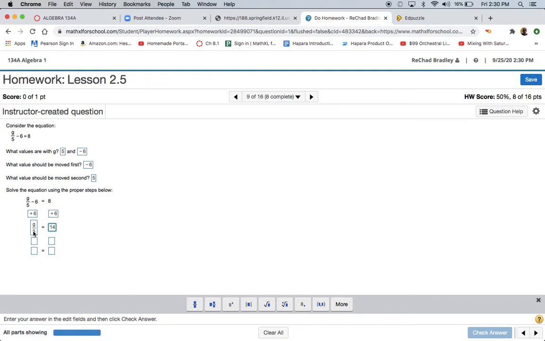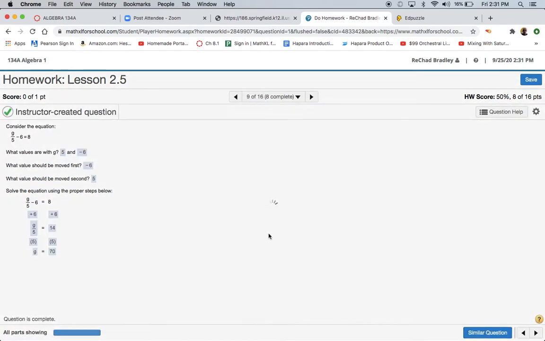I now need to get rid of the 5, so I will multiply both sides by 5 by putting parentheses 5 and parentheses 5. The 5's go away. G comes down. 14 times 5 would be 70. Should be your answer there.